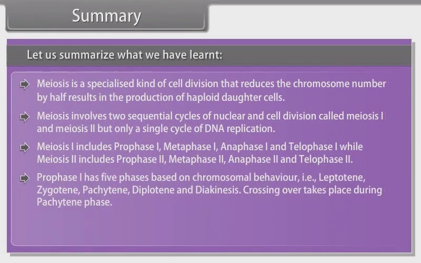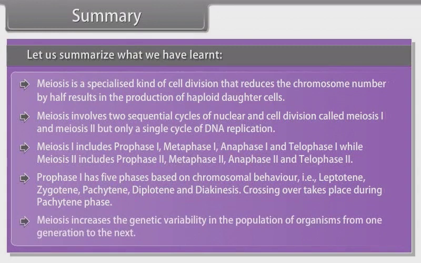Prophase I has five phases based on chromosomal behavior, that is, leptotene, zygotene, pachytene, diplotene, and diakinesis. Crossing over takes place during pachytene phase. Meiosis increases the genetic variability in the population of organisms from one generation to the next.